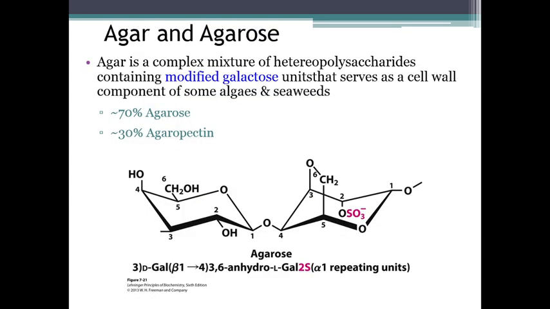Certain marine red algae, including some of the seaweeds, have cell walls that contain agar, which is a complex mixture of heteropolysaccharides containing modified galactose, as shown here. This modified galactose has sulfates, and they serve as the units of the cell wall.